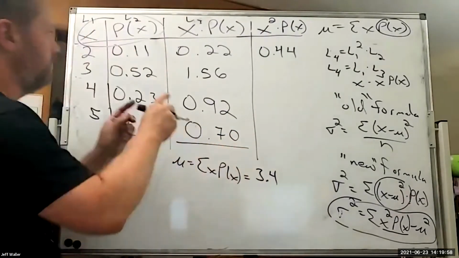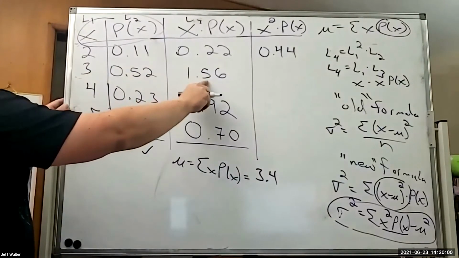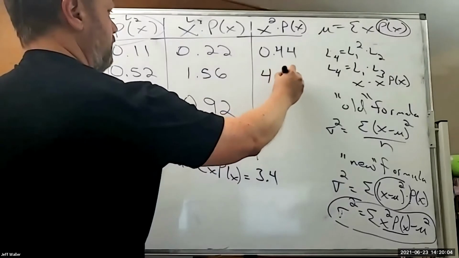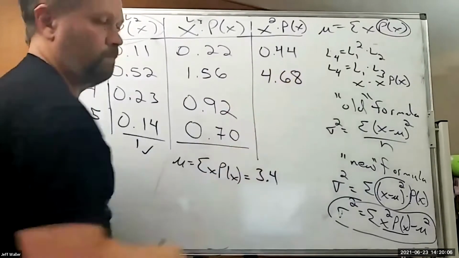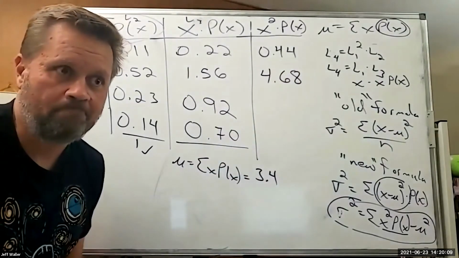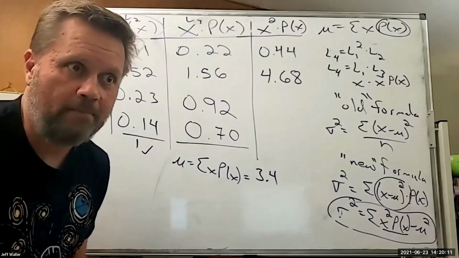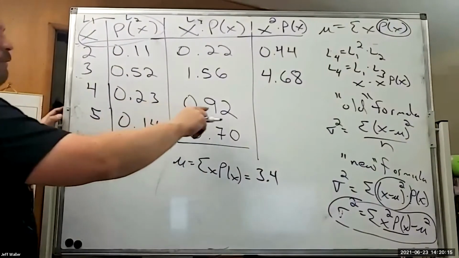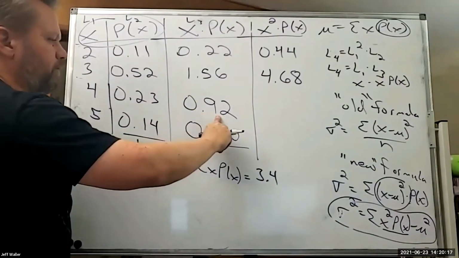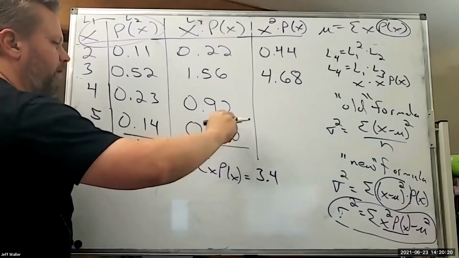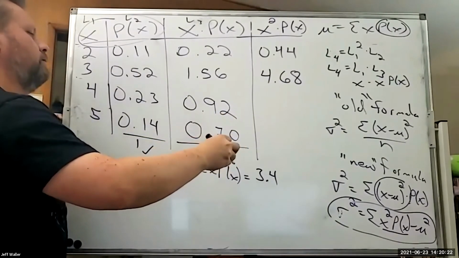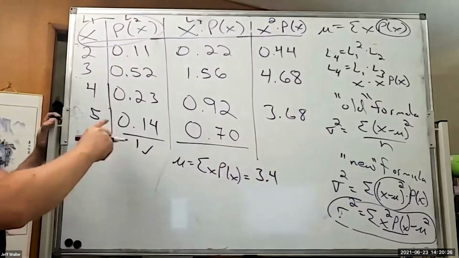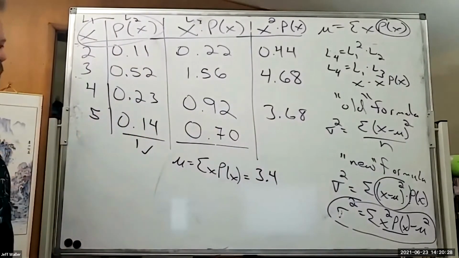Okay. So now I go 3 times 1.56. I believe that's 4.68. Is it? Yeah, that's correct. Sweet. And then 4 times 0.92. What's that, smart boy? I think it's 3.68. Oh, I was going to get there. And then 5 times 0.7. That's too easy.